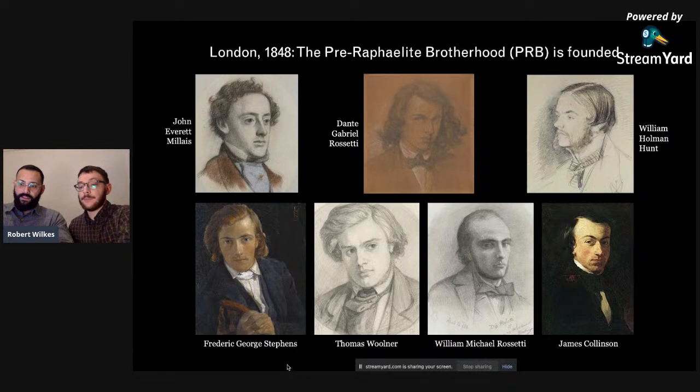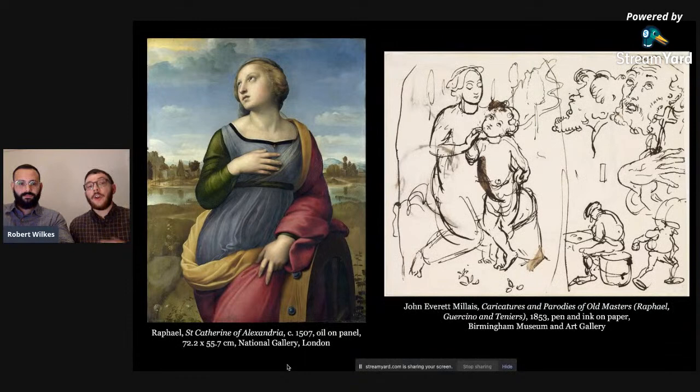So these were, on the left, you can see the kind of painting that they, as students at the Royal Academy, were taught to admire and to emulate.